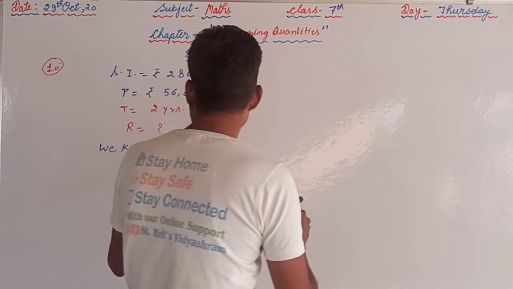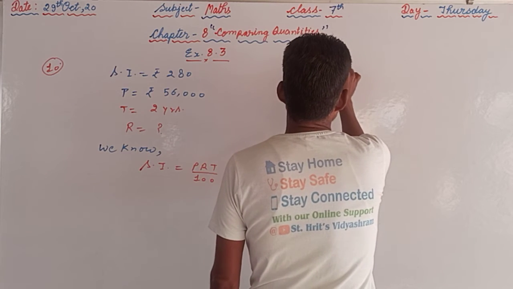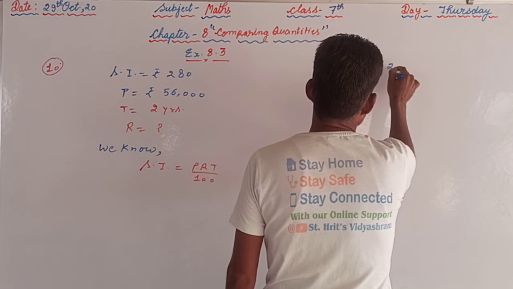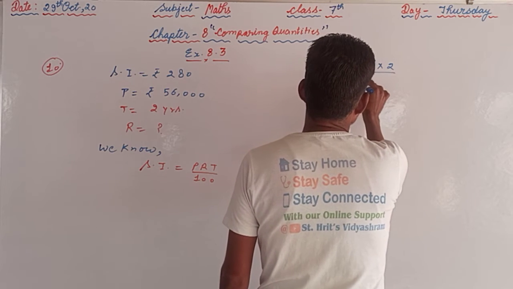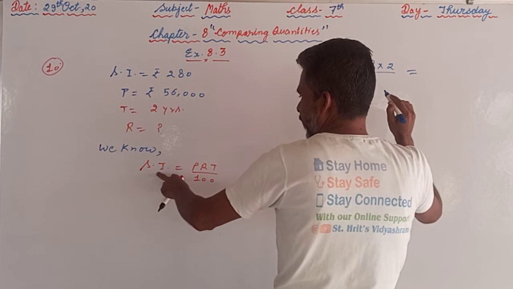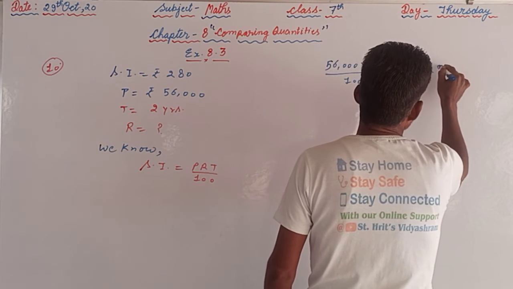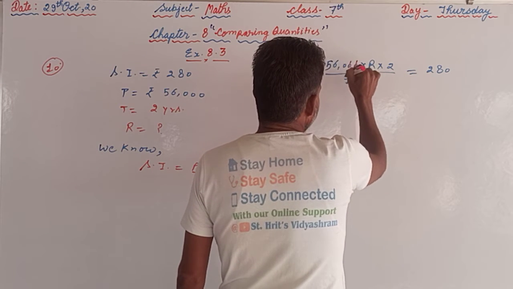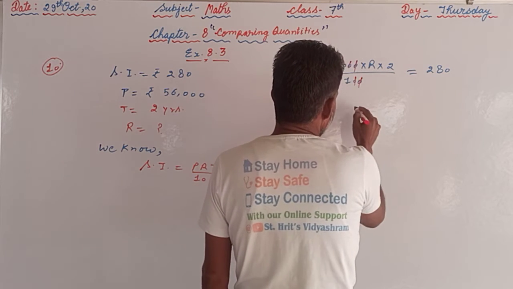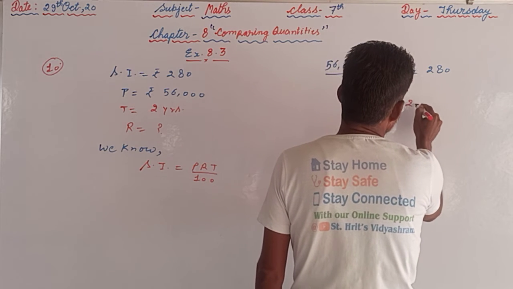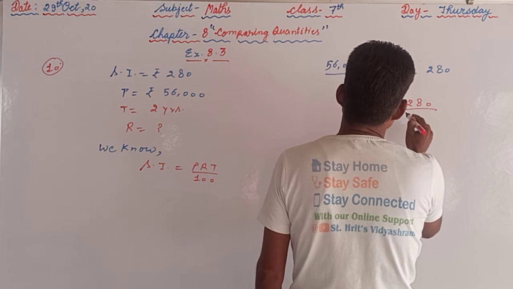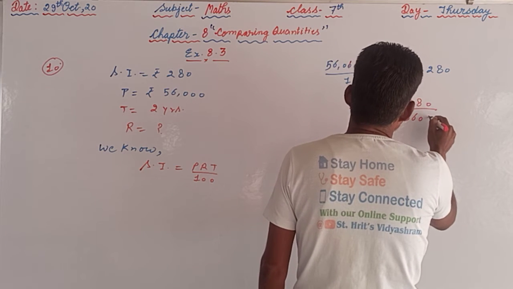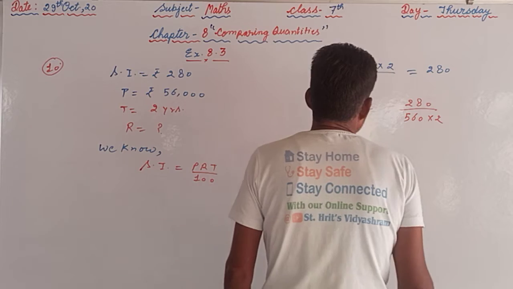So PRT means 56,000, rate we don't know, time is 2, upon 100 is equal to simple interest, that is 280. So these two zeros cancel out, and R will be equal to 280 upon 560 into 2.